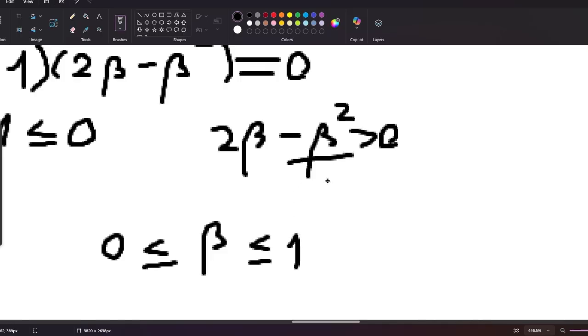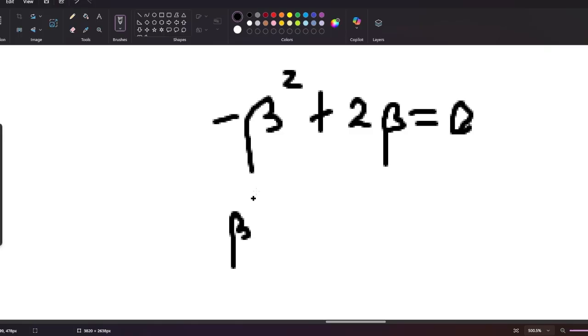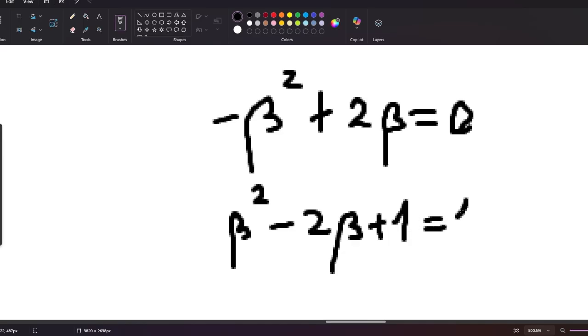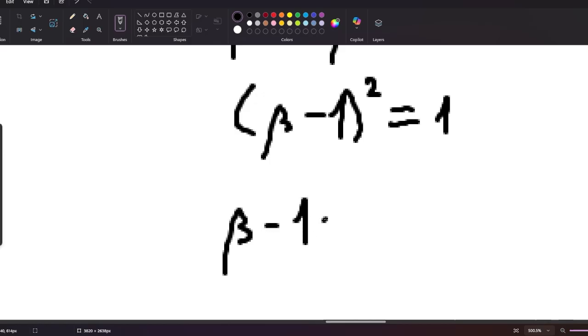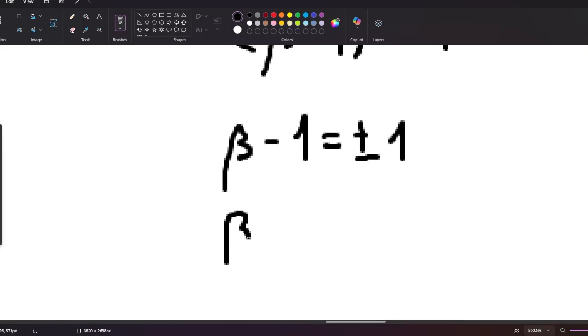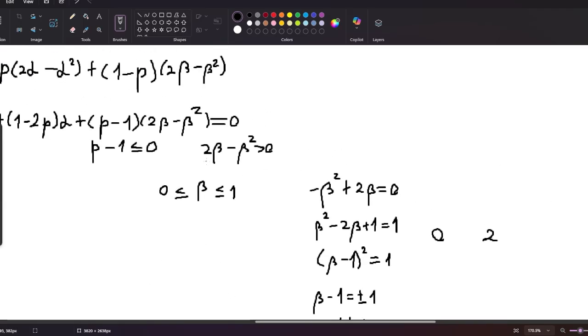Now we're to look into this parabola, minus beta squared plus 2 beta. Let's find the roots of it. Well, multiply this by -1. Next, let's add 1 to both sides. And you get beta minus 1 squared is equal to 1. And beta minus 1 is equal to plus minus 1. Beta is equal to 1 plus minus 1. Alright, so the roots are going to be 0 and 2. Now the parabola has branches going down, so it's going to be something like this.